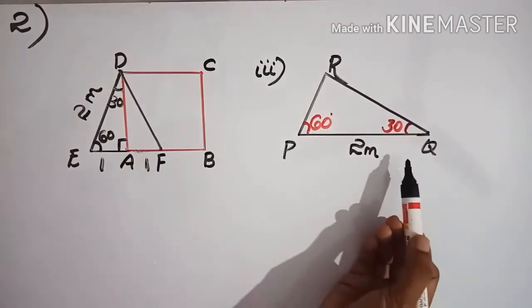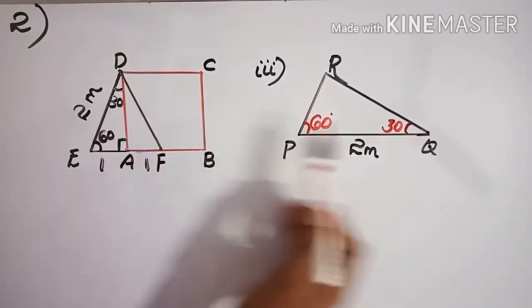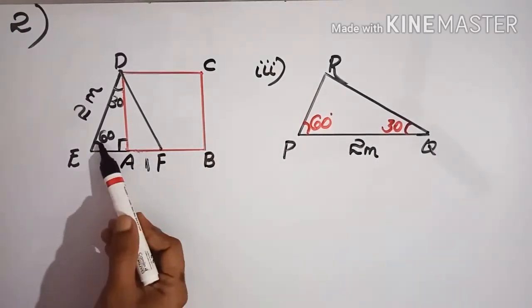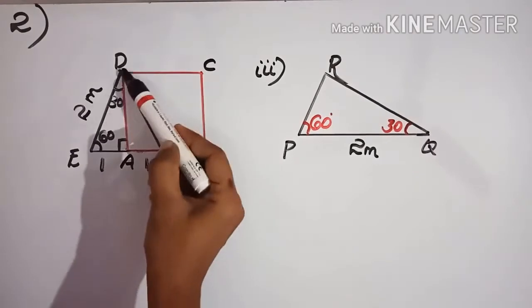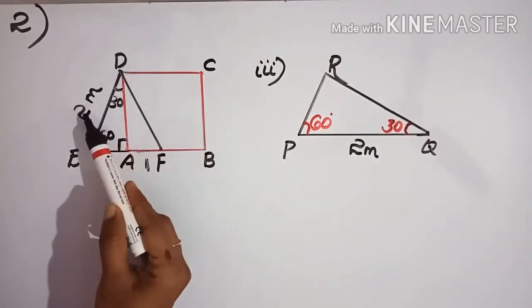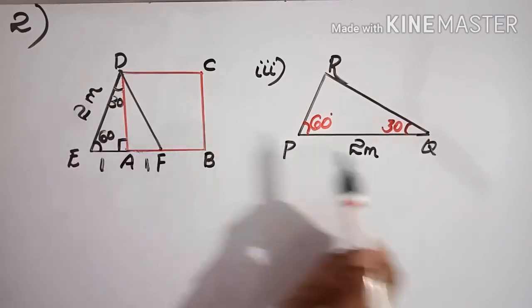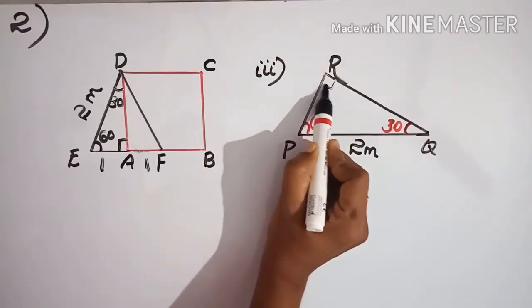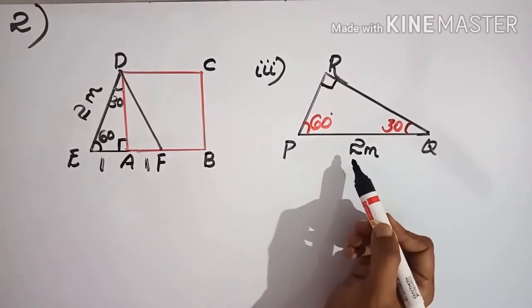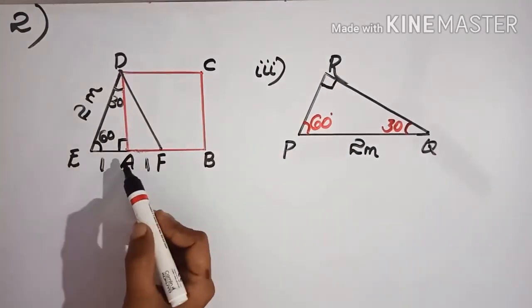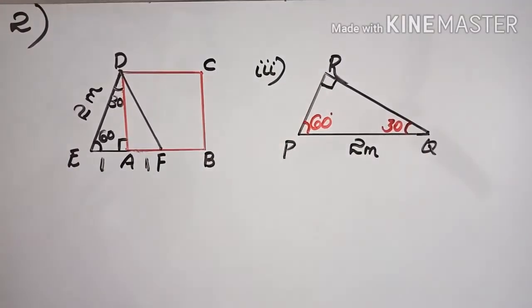Now check the triangle. Compare these two triangles. 30 here, here also 30. 60 here, here also 60. Now check the side. DE is 2 meter. That is opposite of what? 90 degree is opposite. So 90 degree here. The 90 degree opposite side is 2 meter. That means EAD and PQR are both the same triangle.